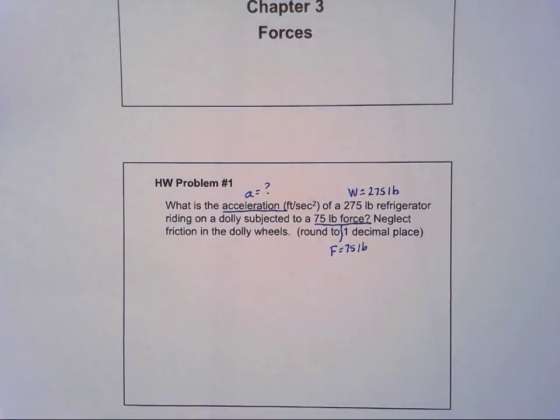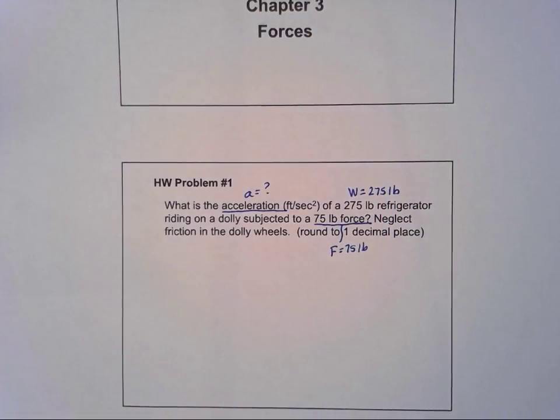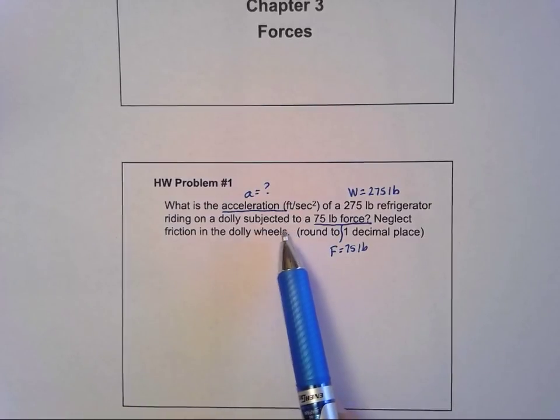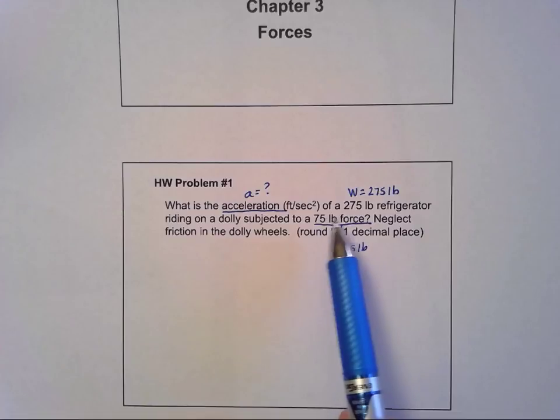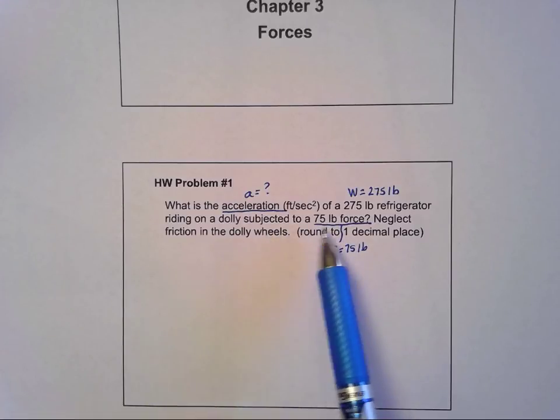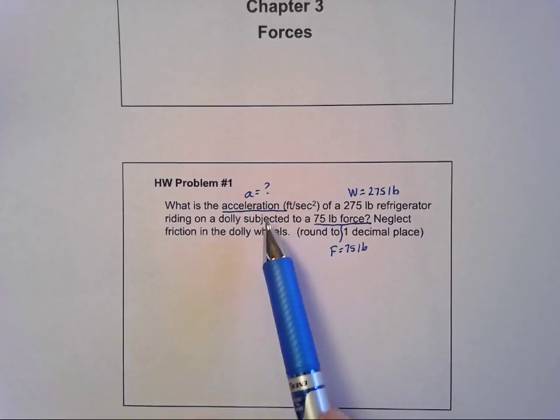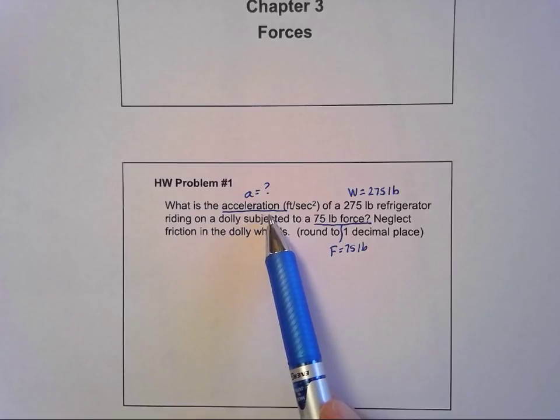pounds. Now remember that weight and force are very similar, right? They are both mass times an acceleration, but weight is your mass times your gravitational acceleration, and force is a mass times whatever acceleration is happening as a result of that force. So in order to solve a problem like this, we can picture what's happening here: the dolly and the refrigerator are at rest, and then all of a sudden it's being pushed. I want to know what its acceleration is.